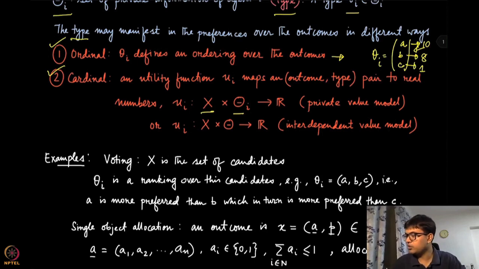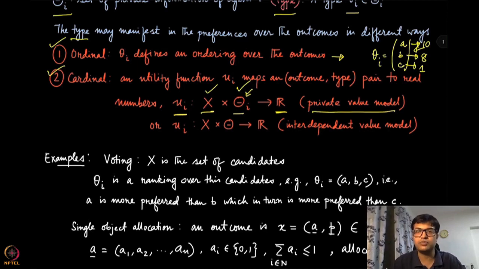This kind of model, where your utility is just a real number which maps X and theta i into R, where it depends only on your own type, agent i's own type, is called the private value model. We'll come back to why it is private value, for the very reason that it depends only on your type. But there is a more general case where the utility depends not only on your type but on the types of all the players. In that situation, we call that utility model the interdependent value model, or interdependent utility model. For the most part of this course, we will be interested only in the independent private value model, independent in the sense that it depends only on its own type.